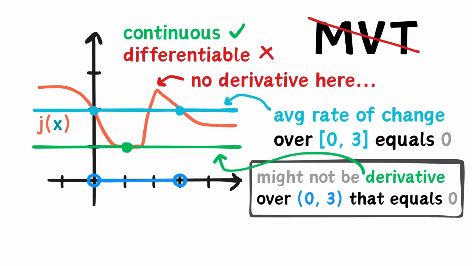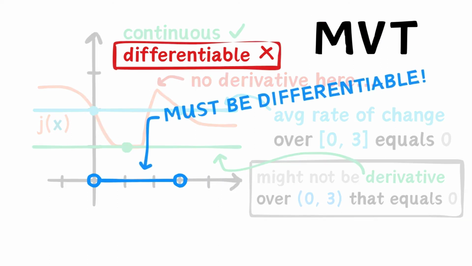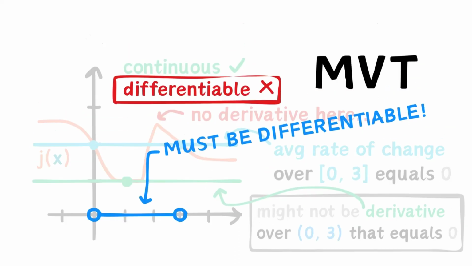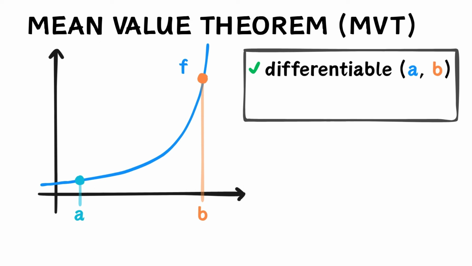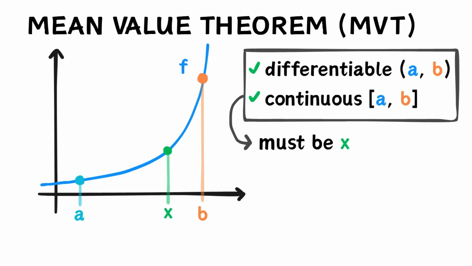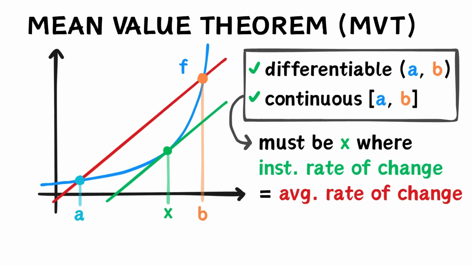So, to use the mean value theorem, the interval of interest must be differentiable. To sum up the mean value theorem, if we know a function is differentiable between point A and point B, and the endpoints also exist, then we can prove that there has to be at least one point between that interval where the derivative equals the average rate of change of that interval. That's the mean value theorem.